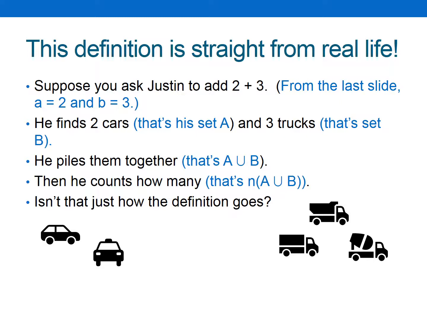Now, we have to be careful. Justin can't pick 2 cars and then 3 more cars, but the 3 cars, some of them are part of the 2 old cars. That can happen with a kid. Okay, I'll do 2 things and now I'll do 3 things, but I forgot that some of those new 3 are really part of my old 2, and then you get the wrong answer. So that disjoint part of the definition is really important.